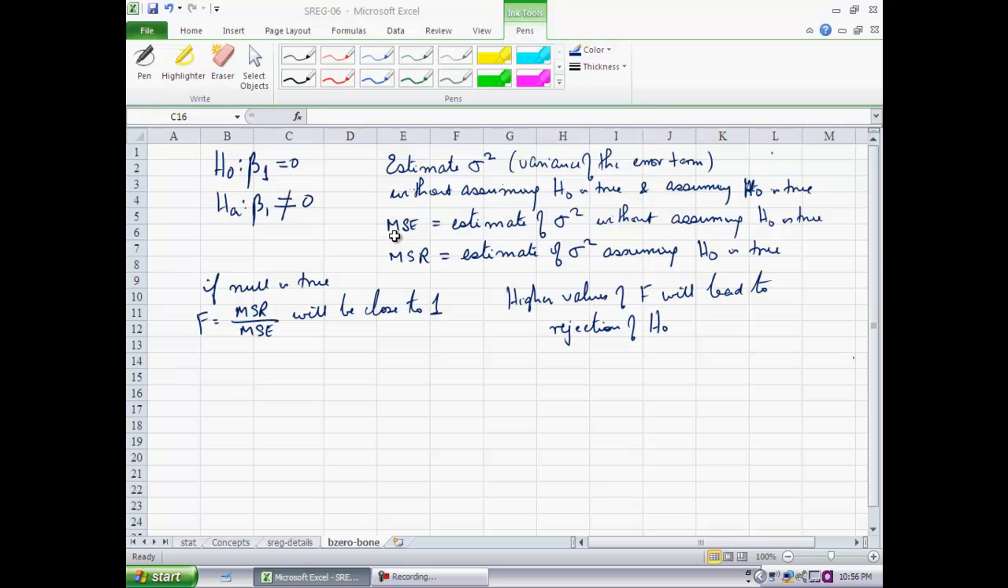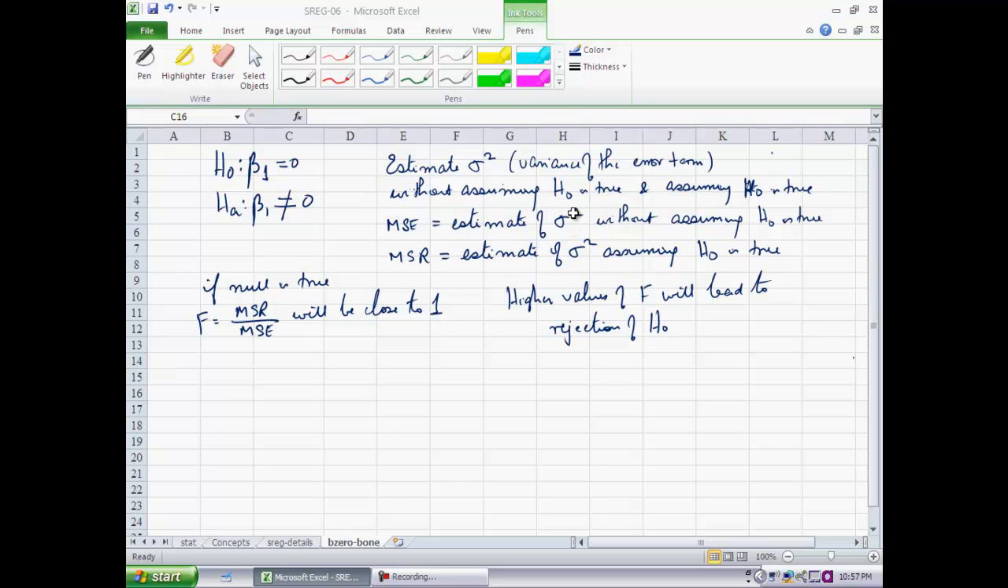As it so happens, MSE, the mean square error, is an estimate of sigma squared without assuming that the null is true, without assuming that beta 1 is 0. If you recall how MSE is computed, you take the difference between the actual value of the price and the predicted value of the price, you square that error term, add them up, and divide by degrees of freedom. So you had to make no assumption that the null was true. MSE is an estimate of sigma squared.